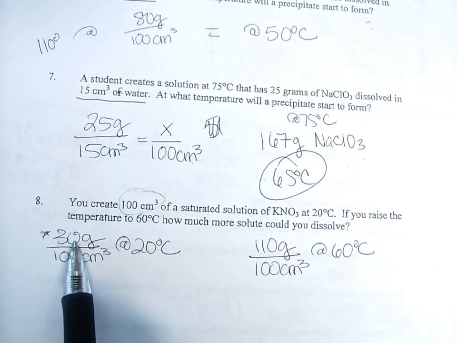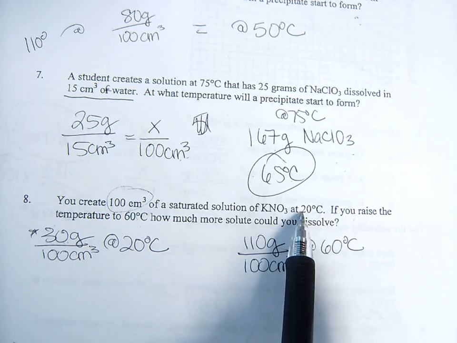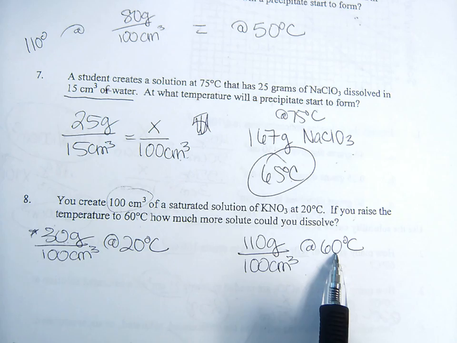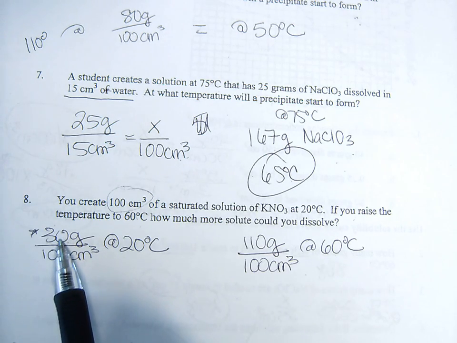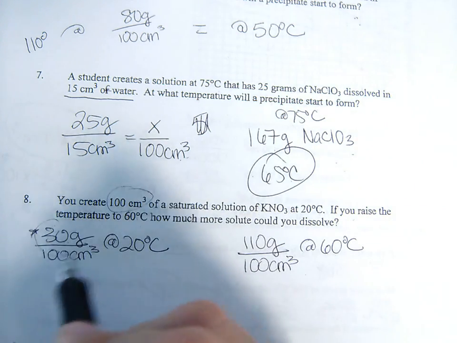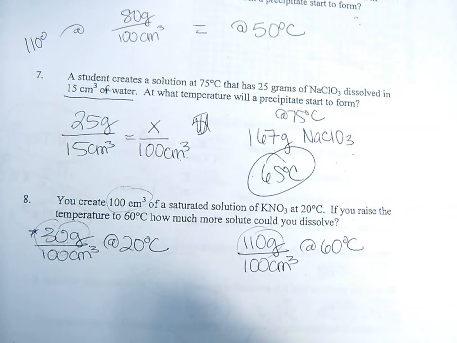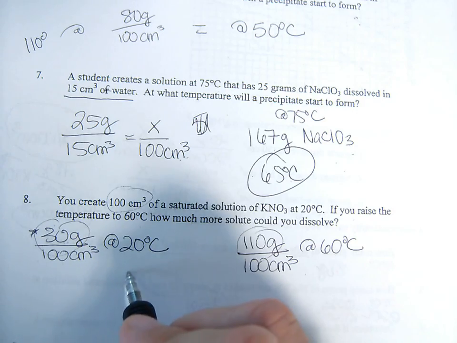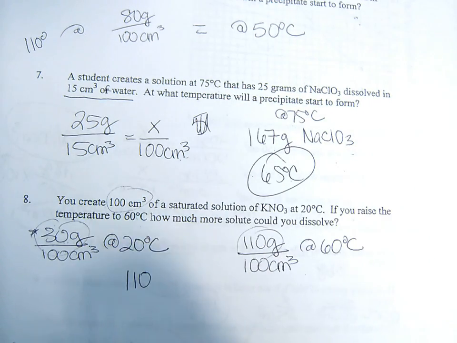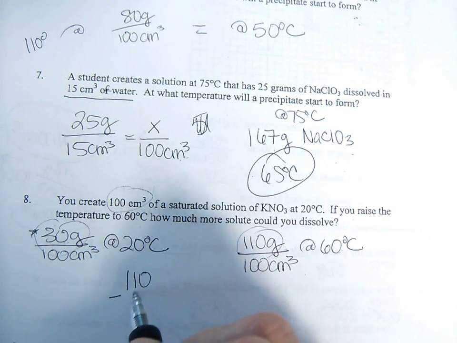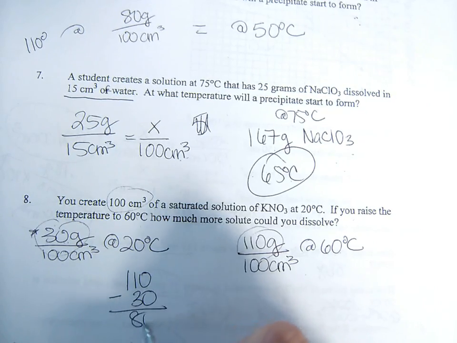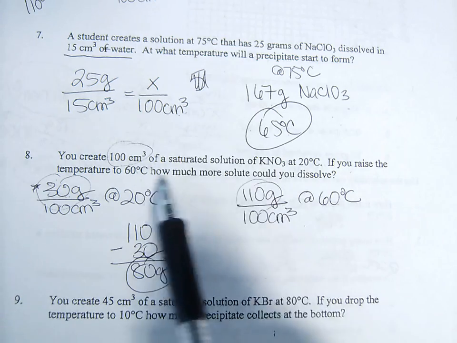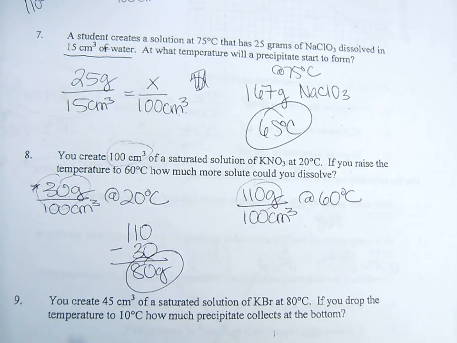Okay, I started with 30 because I created this saturated solution at 20. So I started with 30 grams, I heated up to 60, which means I can dissolve 80 more grams. If I have 30, but 110 is the solubility at 60 degrees Celsius, I started with 30 grams, so the difference between those two is 80 grams. So I could dissolve 80 grams more of my solute at 60 degrees.